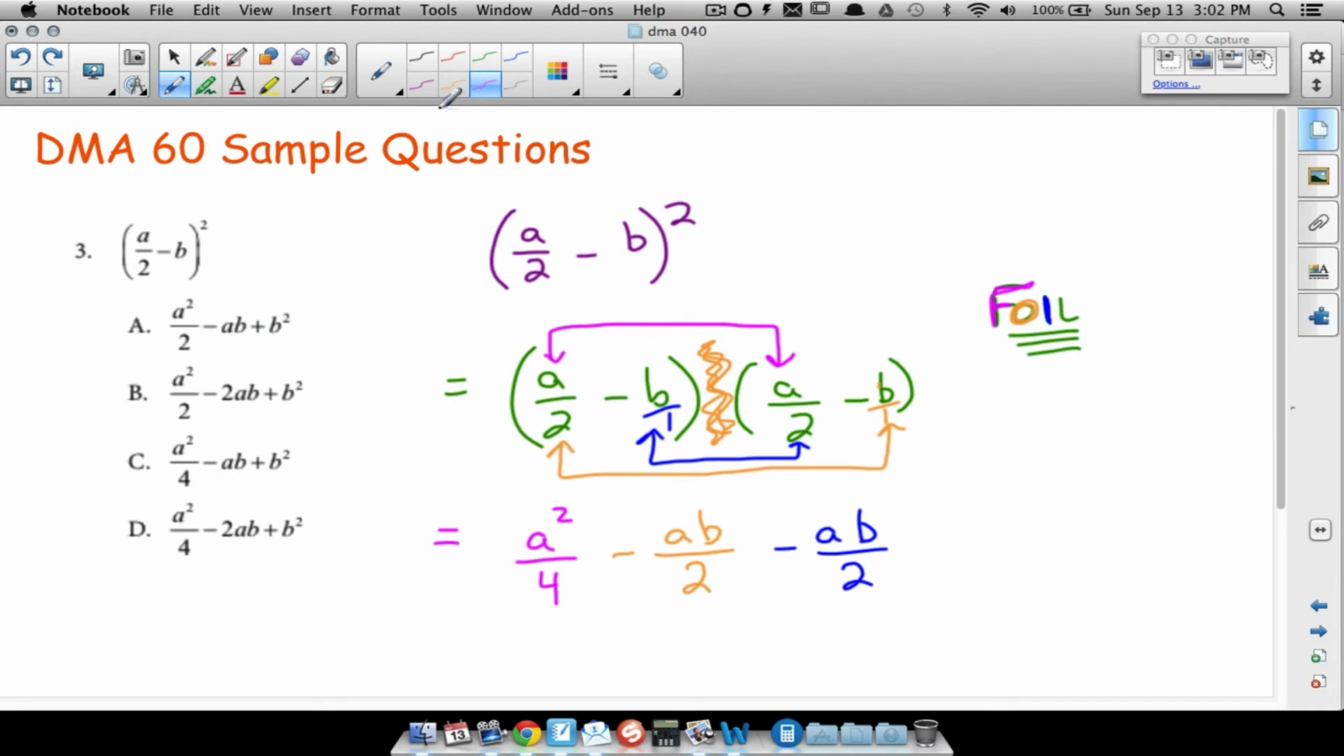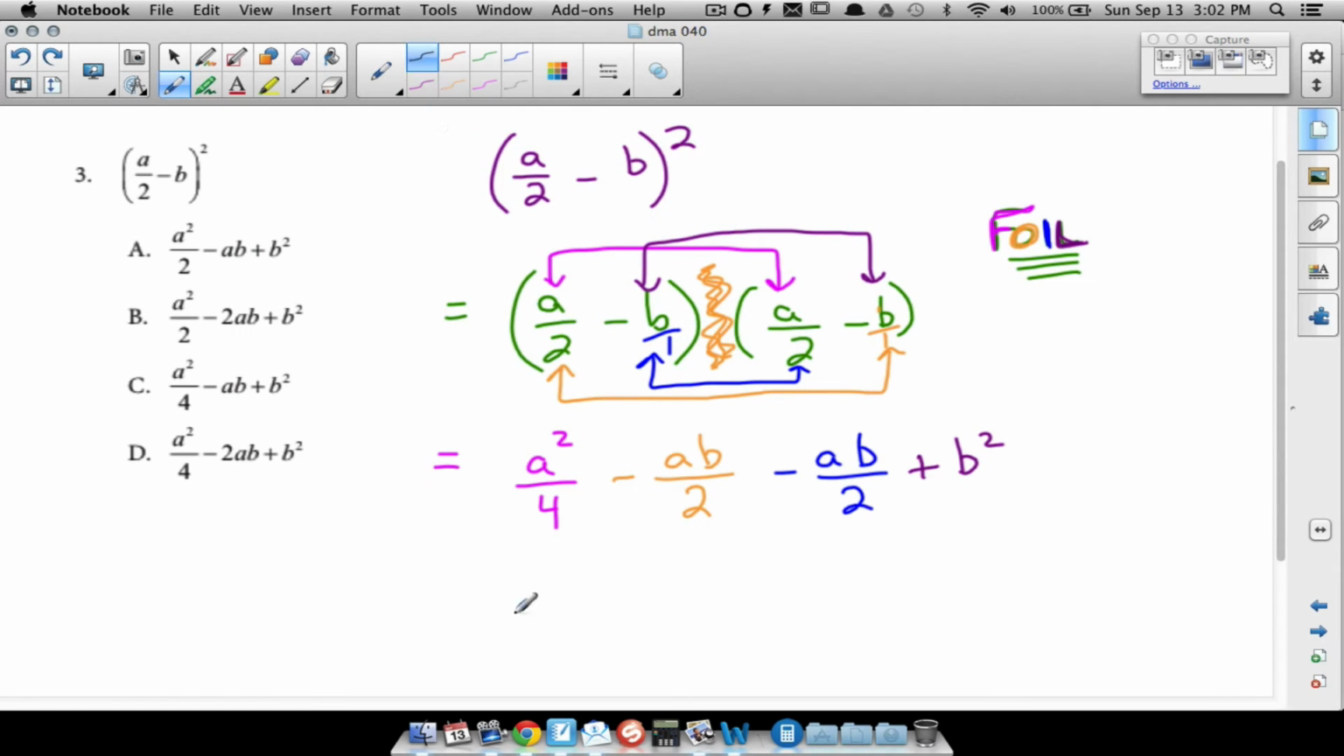And then last, so what's our last? The last term in each parentheses. For example, this is the last term in this parentheses, this is the last term in this parentheses. So let's multiply those together. And really don't worry about your fractions here, because 1 times 1 will give you 1. But what's a negative b times a negative b? Well, a negative times a negative is a positive. B times b, we say b squared.